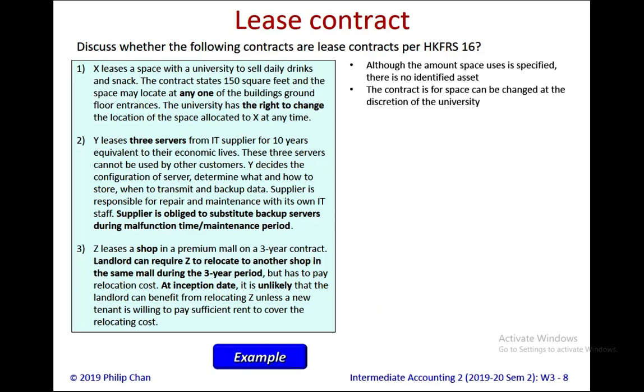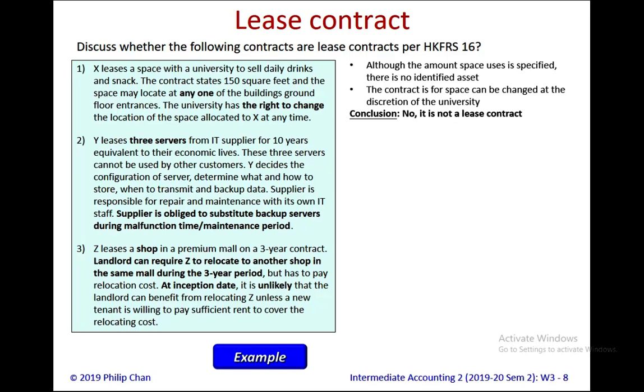And if that is the case, the contract is for space that can be changed at the discretion of the university. Therefore, because we don't have an identified asset, the conclusion is simple. This is not a lease contract, because it is not physically distinct.